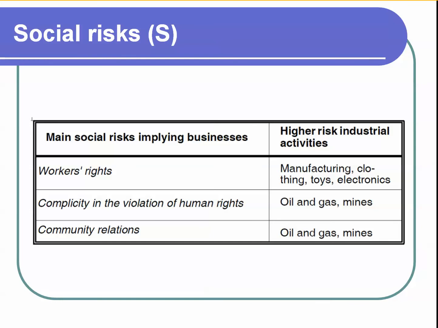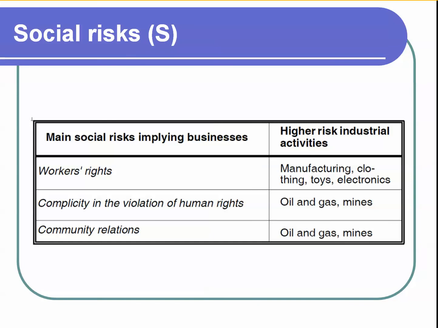Higher risk industrial activities for workers' rights are manufacturing in clothing, toys and electronics. Many of these companies have activities in emerging countries, so oftentimes workers' protection regulations are not very present. These companies could take advantage of the lack of regulations, and by our standard, this is considered unacceptable.